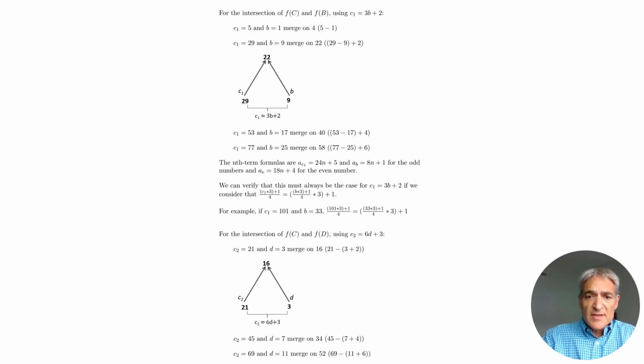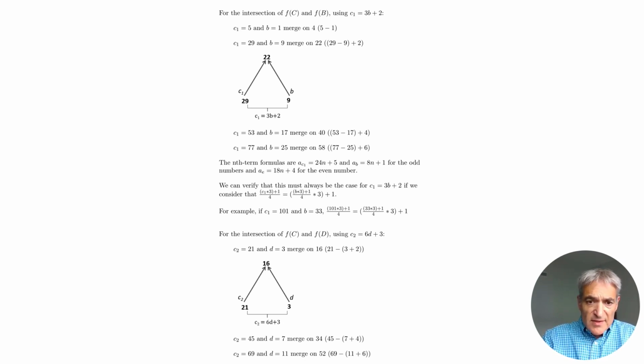The second intersection is for the intersection of the codomains of the functions for set C and D using C subscript 2, C2 equals 6D plus 3. The first instance is C2 equals 21 and D equals 3, merge on 16, which is 21 minus 3 plus 2, as set forth in the diagram.